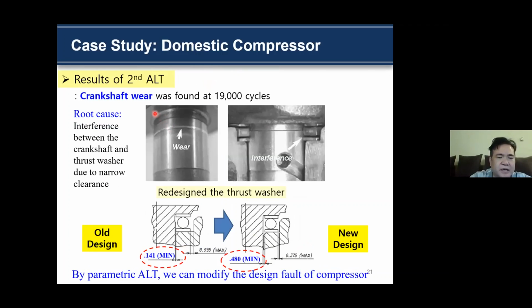This is the second ALT. The crankshaft wear was found at 90,000 cycles. It came from the contact between the crankshaft and the slot washer due to the narrow clearance. Therefore, we redesigned the dimension, and by parametric ALT we can modify the design fault of the compressor.